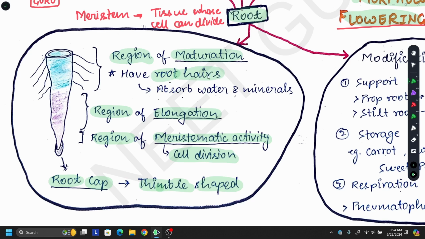This is a very common question. Root hair always arises from the region of maturation, and root hair absorbs water and minerals. This is the work of root hairs. So when we say that the work of the root is to absorb water and minerals, the actual work of absorbing water and minerals is done by root hairs. So this is the structure of the root you have to study.